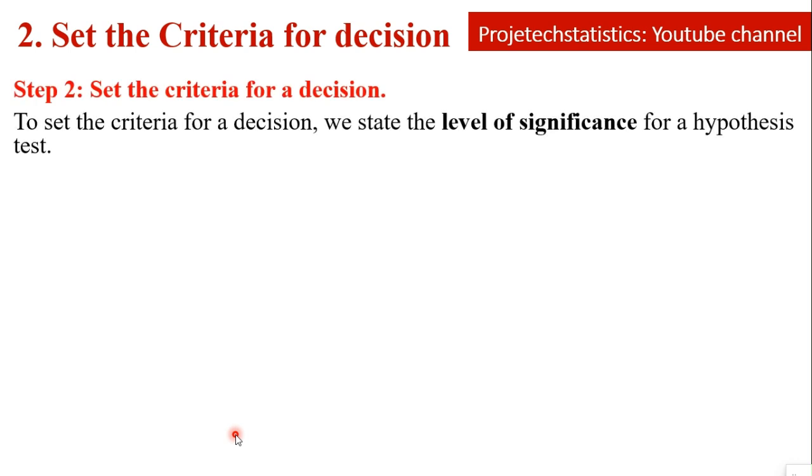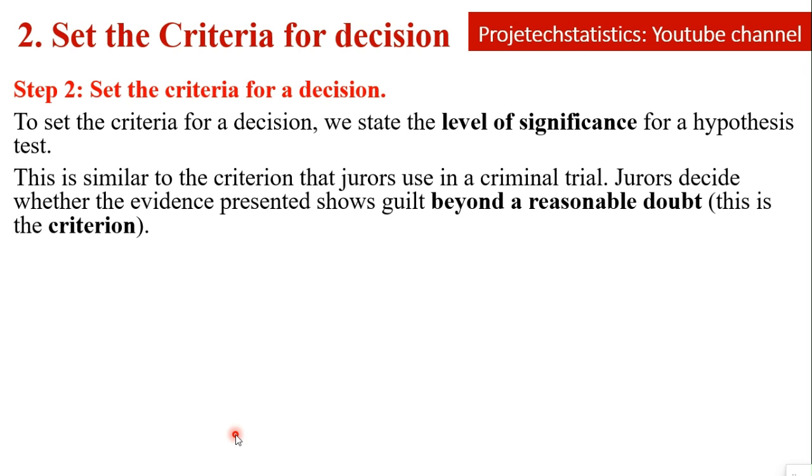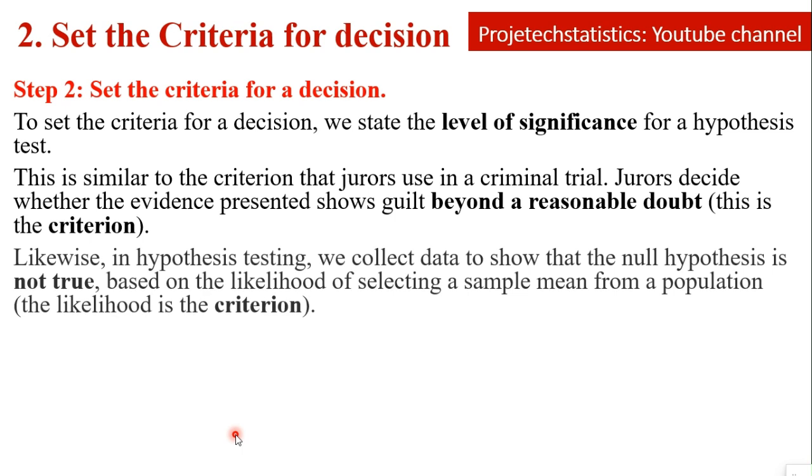To set the criteria for a decision, we state the level of significance for a hypothesis test. This is similar to the criterion that jurors use in a criminal trial. Jurors decide whether the evidence presented shows guilt beyond a reasonable doubt, and this is their criterion. Likewise, in hypothesis testing, we collect data to show that the null hypothesis is not true, based on the likelihood of selecting a sample mean from a population.